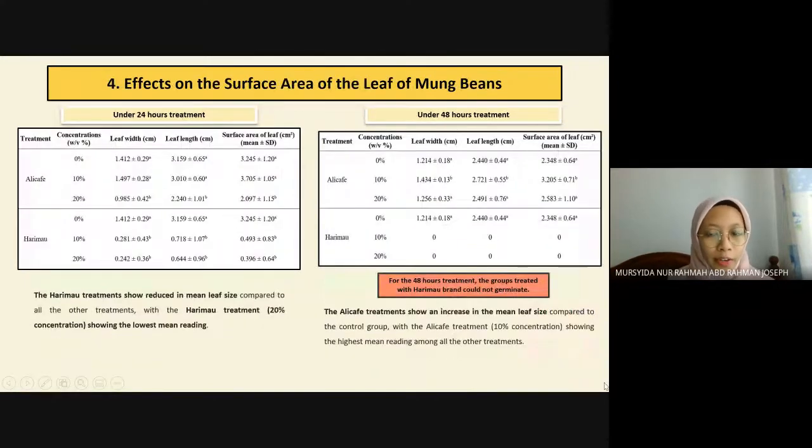For the surface area of the leaf of mung beans, we can see that under the 24 hours treatment, the Harimau treatments show a reduction in mean leaf size as compared to all the other treatments, with the Harimau treatment at the higher concentration, which is 20% concentration, showing the lowest mean reading. And for the 48 hours treatment, we can see that the Alikafe treatments show an increase in the mean leaf size as compared to the control group.